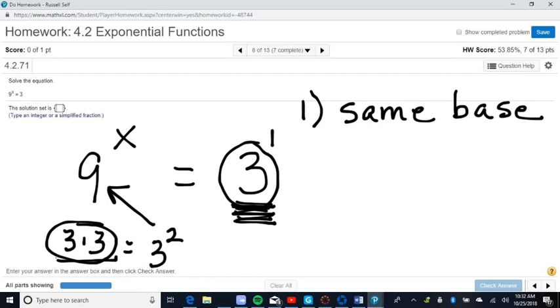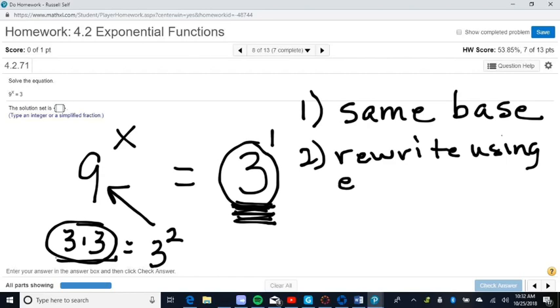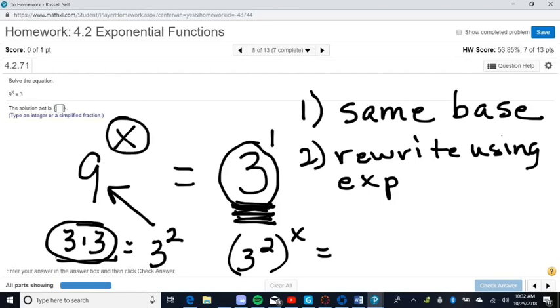So we want the same base. Then we'll rewrite using the exponents. Okay? So what we're going to do is replace that 9 with 3 to the second power. So this becomes 3 to the second power, still raised to the x power, don't forget the exponent that we already had, should equal 3 to the first power. Okay?